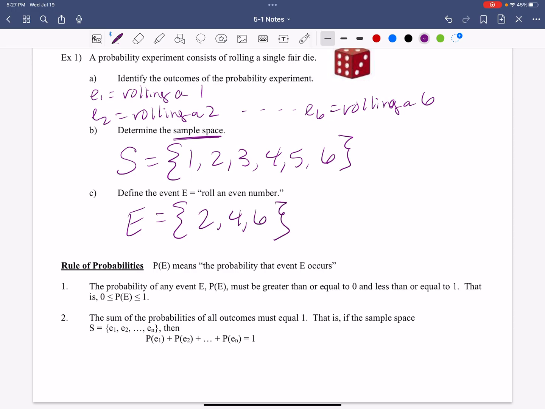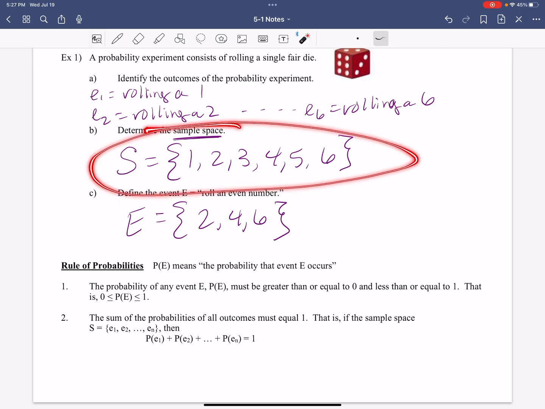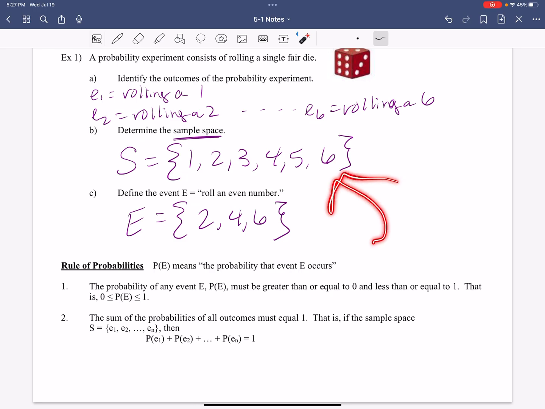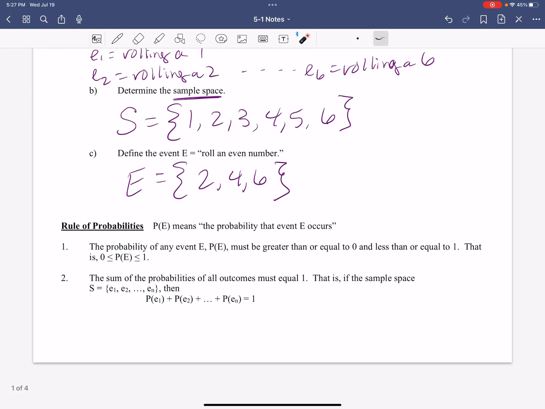So do you see the difference? The sample space is everything possible. The event is based on part of that sample space. That's the difference between the two. All right? Cool, right? I think so too. All right, so that's just laying out, making sure we have that as our vocabulary so that we can move forward with it.